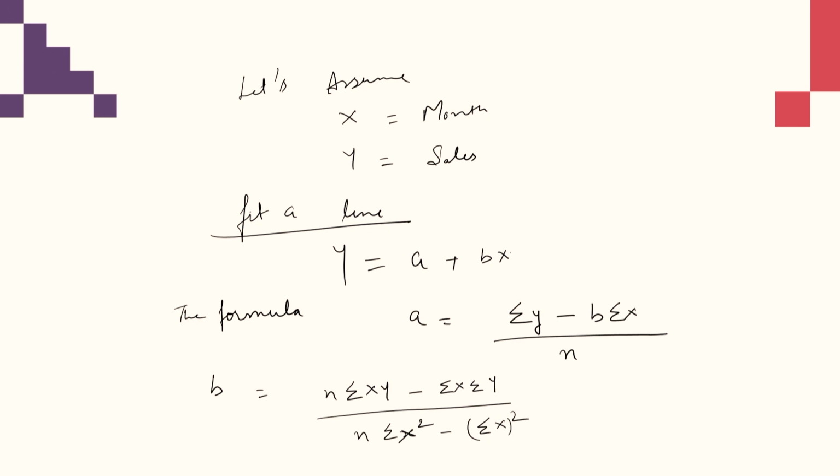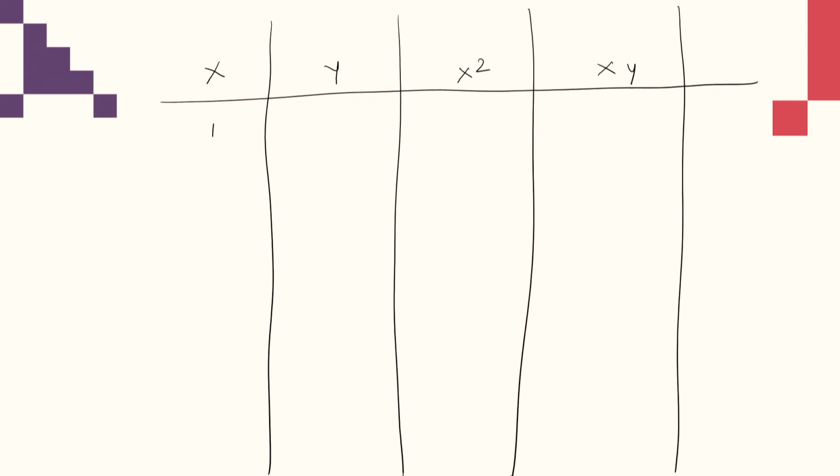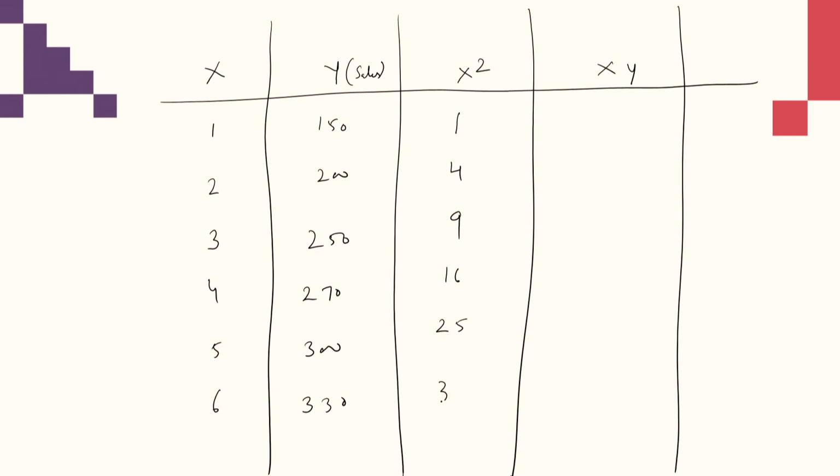So for the computation purpose, we will prepare a table like this: x, y, then we calculate x square, then we compute xy. We know x is the number of months as given in the question, and we are given 6 months. So we put month number 1, 2, 3, 4, 5, 6. Y we assumed is equal to the sales, given in units in this question, that is 150 units, 200 units, 250 units, 270 units, 300 units, and 330 units. Now we directly compute x square, which is 1, 4, 9, 16, 25, and 36.